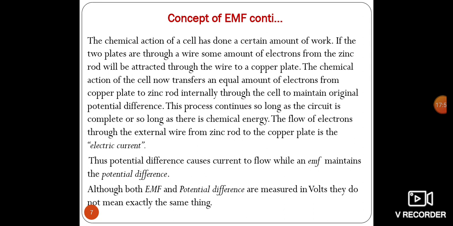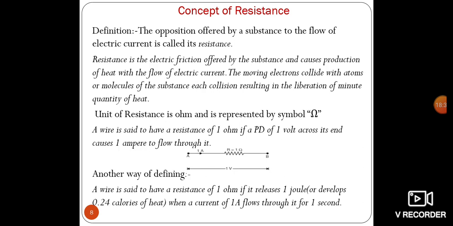Although both EMF and potential difference are measured in volts, they do not mean exactly the same thing. So here is a very important point. Potential difference is the difference in voltages between 2 points. Okay. So what is EMF? Electromotive force is that force which maintains the potential difference between the 2 points. It is a device which maintains the potential difference between the 2 points, whereas the PD, potential difference, is the difference in the voltage, or difference in the amount of charges, between the 2 points.